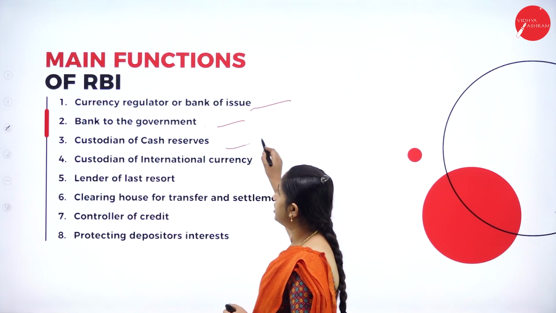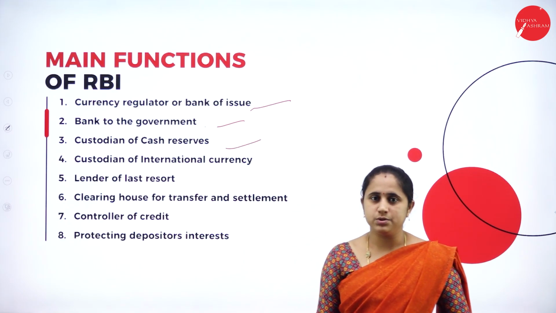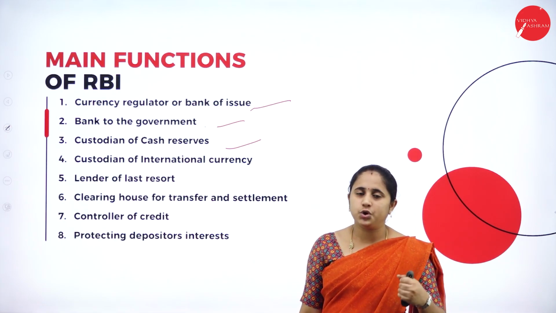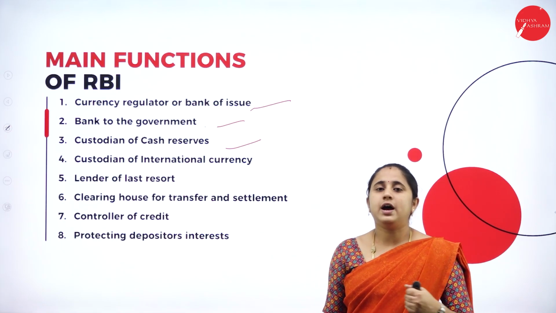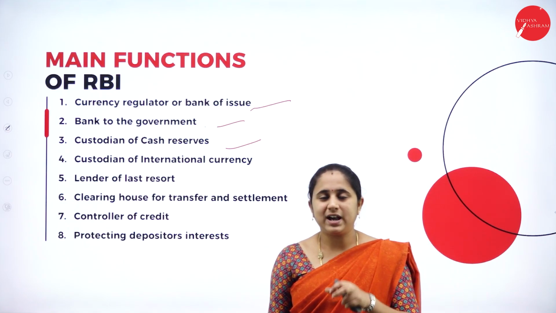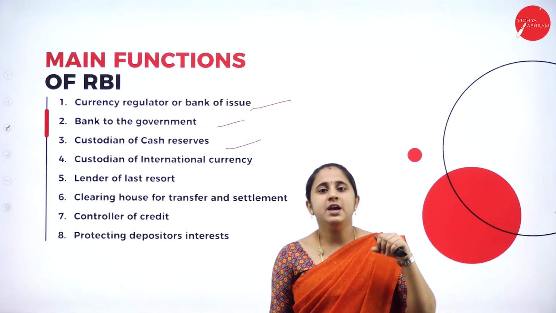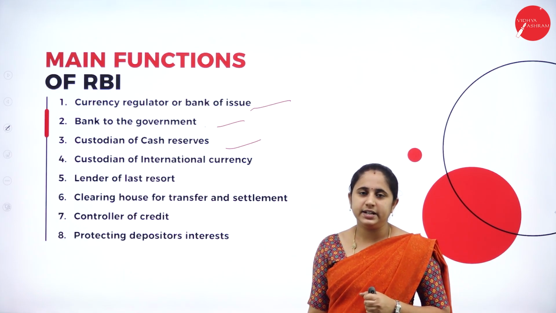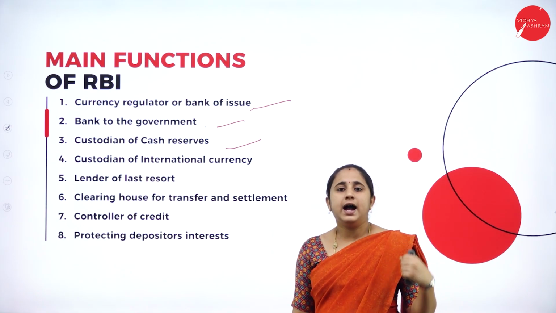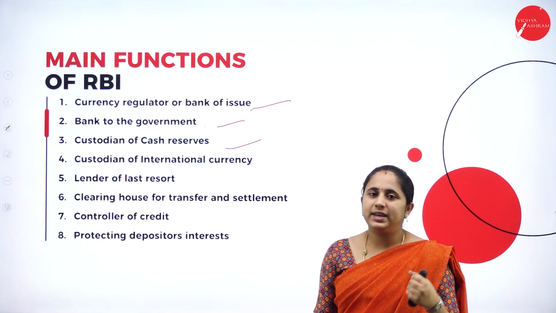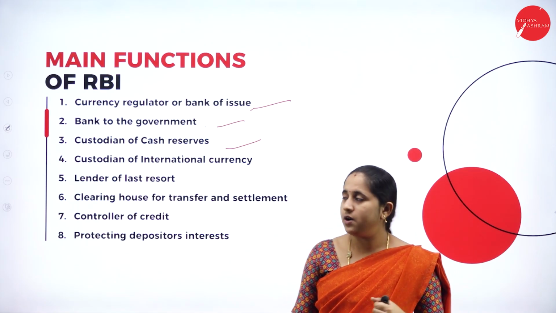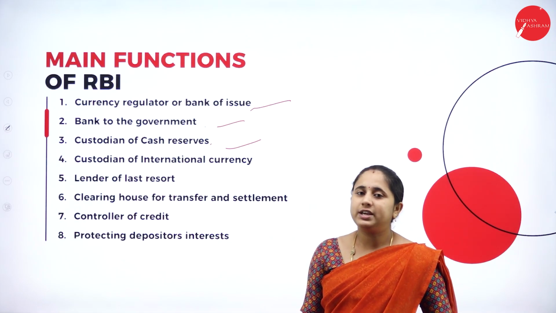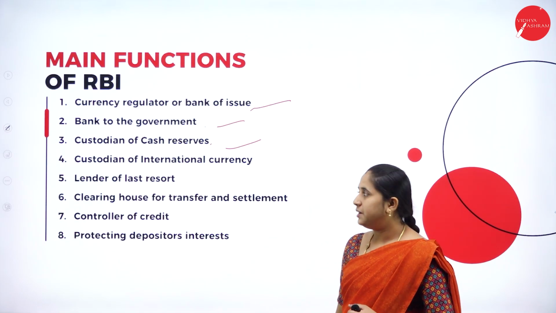Next one, custodian of cash reserves. RBI acts as a custodian for the cash reserve of commercial banks. Commercial banks have to maintain some cash reserve with the RBI in order to meet uncertain risk, or in order to meet uncertainty, you need to keep some cash as a reserve with the RBI. Here RBI is a custodian for the cash reserve of commercial banks.